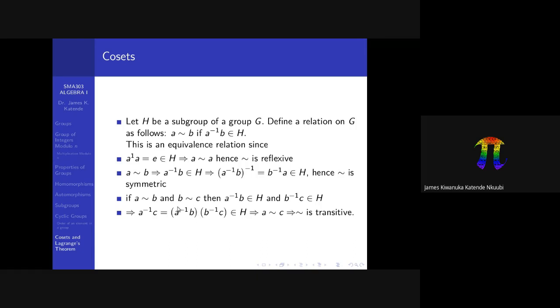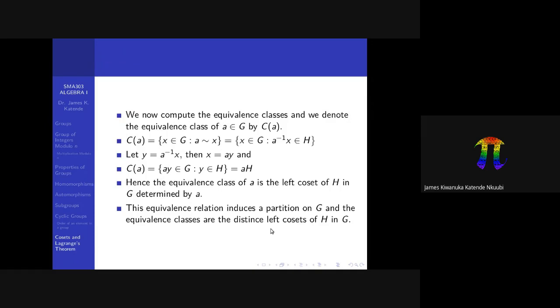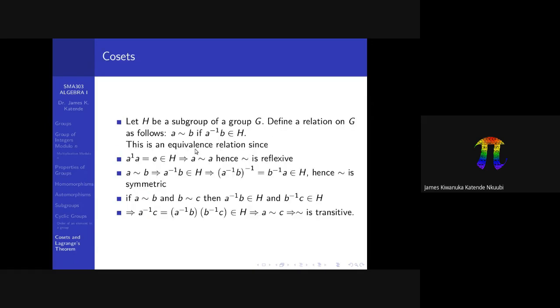But we know that A inverse B is an element of H because A is related to B, and B inverse C is an element of H because B is related to C. Since H is a subgroup, the product of any two elements of H must be in H. Therefore, we can conclude that A inverse C must be in H. According to our definition of the relation, this means A must be related to C. This leads us to the conclusion that the relation defined here is transitive. Since all three properties are satisfied, we now say that the relation is an equivalence relation, which is a claim we made at the beginning.